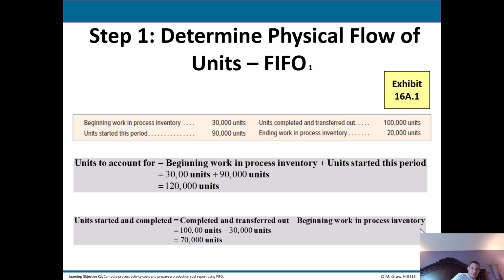So step 1, determine the physical flow of units. The unit numbers are all the same as before. Beginning inventory, 30,000 units. They started 90,000 during the period. They completed and transferred out 100,000 units, and they have 20,000 still sitting in ending inventory. So units to account for, beginning work in process inventory plus units started, was the 30 and the 90 that you see up here. So there's your 120. And then units started and completed is going to be equal to what they completed and transferred out, the 100,000, minus the 30,000, and that's going to give us 70,000 units.